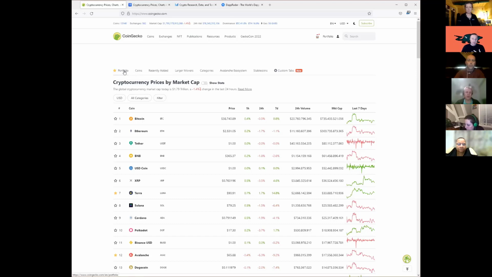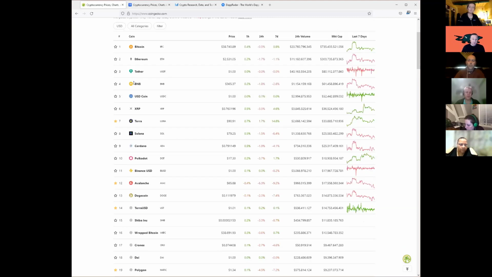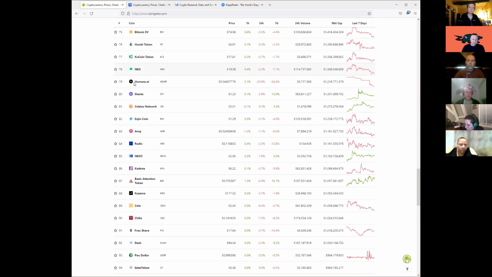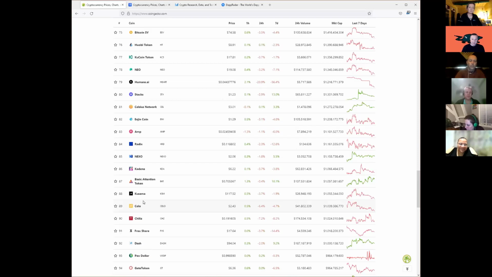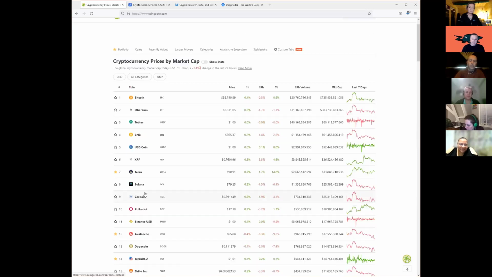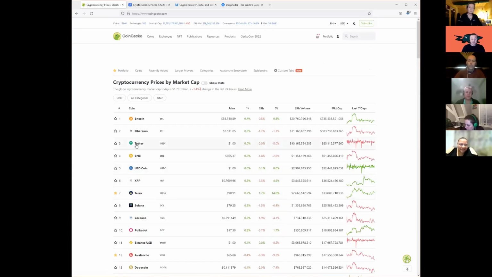So we'll start on a standard screen, which is the market cap for the whole of the crypto market. And that will go down to about 100 per page. And you can see on there are 132 pages. So there's loads of stuff on there. And it gives you some base information on the front page.